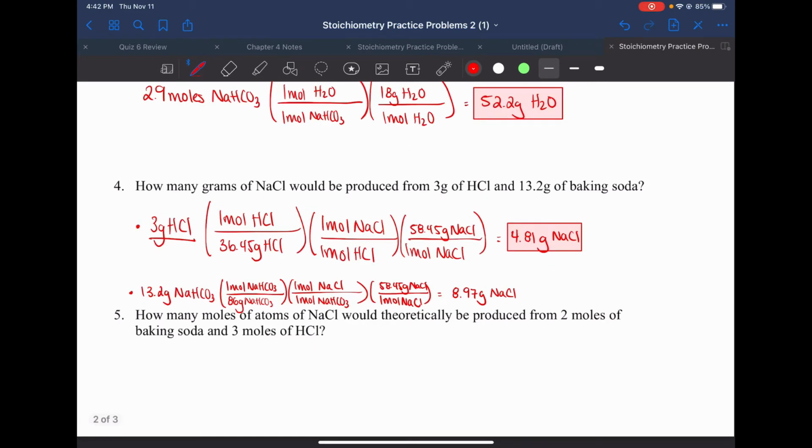All right, next question. How many moles of atoms of NaCl would theoretically be produced from 2 moles of baking soda and 3 moles of HCl? So this one's a toughie.